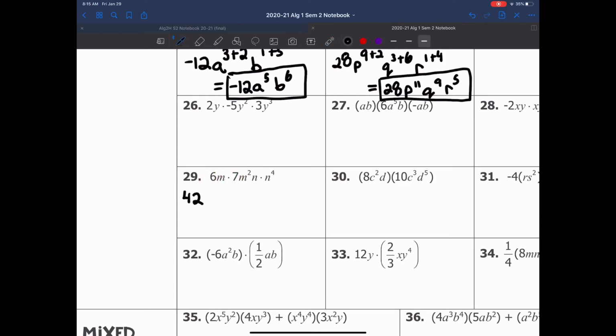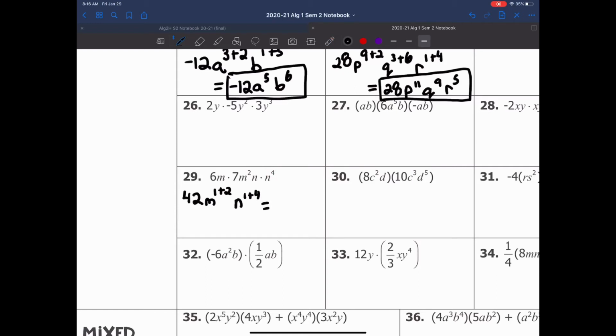Now let's look at our variables. Let's look at m first, because m's the first one I see. So I have m to the first times m to the second times, there's no other m's, that's it. So we have m to the first times m to the second. That's going to be m to the 1 plus 2 because we're just adding the exponents together. Now let's look at our n's. Obviously, first term does not have an n, but the second and third terms do. So we have n to the first times n to the 4th. That's n to the 1 plus 4.